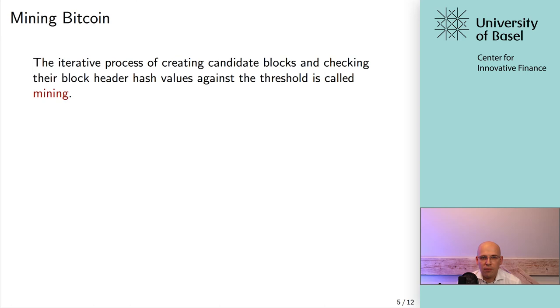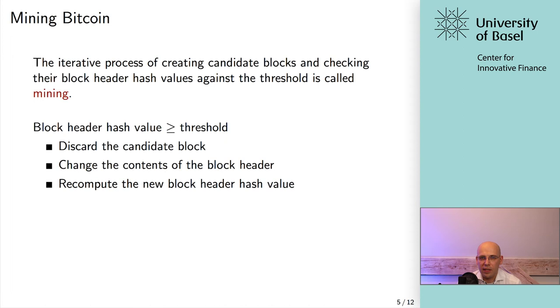Now, the iterative process of creating candidate blocks and checking their block header hash values against a threshold is called mining. So it's really not just the assembly of these blocks, it's not just putting content in there, but it's also the activity of looking for these hash values, and that is actually the part that is computationally intensive. It's not the validation of the transactions, it's not the cryptographic proofs. The one task with Bitcoin that actually uses up a lot of resources is this artificial speed decrease. It's this way of making the network artificially slower in order to ensure that it has the time it needs to reach consensus. And that's really what you need to do in a decentralized network.